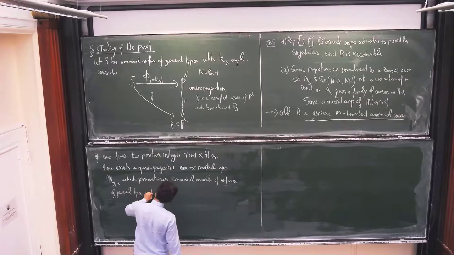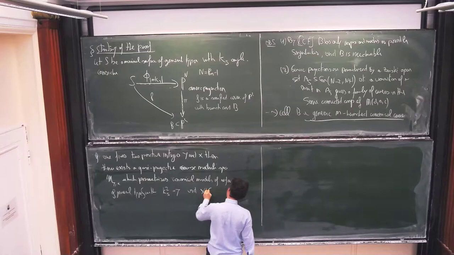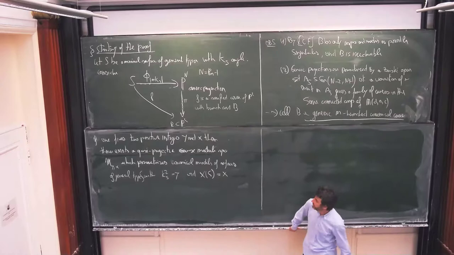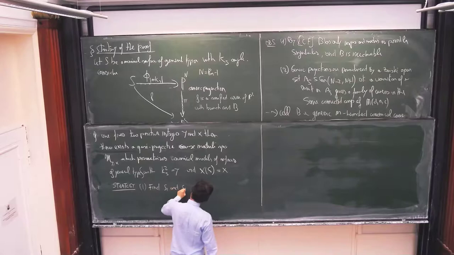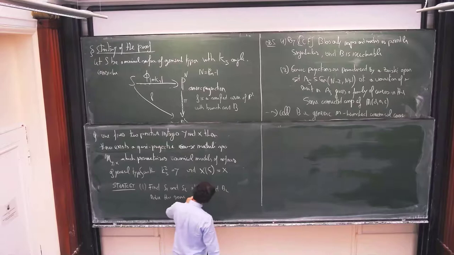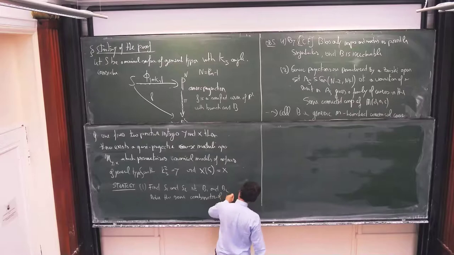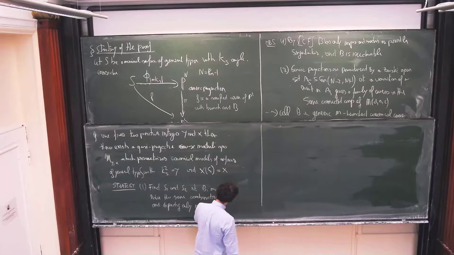Surfaces of general type S with K squared of S equal to Y and chi of S equal to X. So I will use X and Y also in the same way. So the strategy is the following. First, find S1 and S2 such that B1 and B2 have the same combinatorial data, and that they depend only on K squared of S and chi of S.